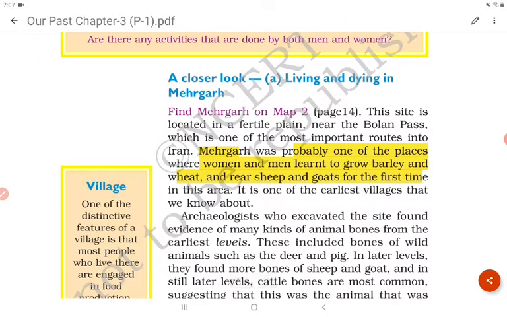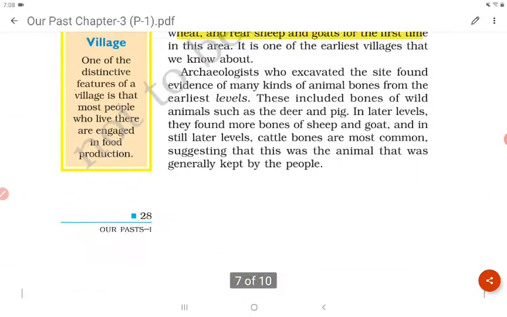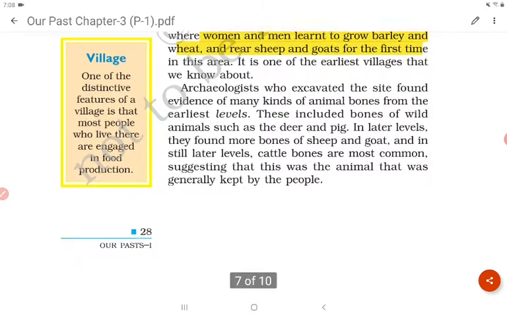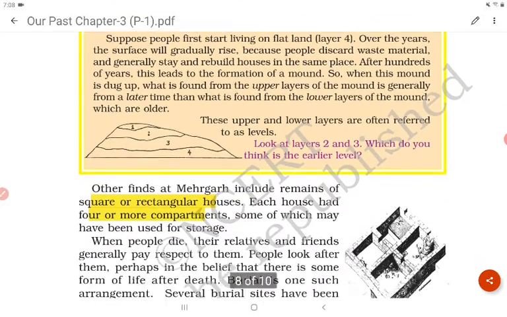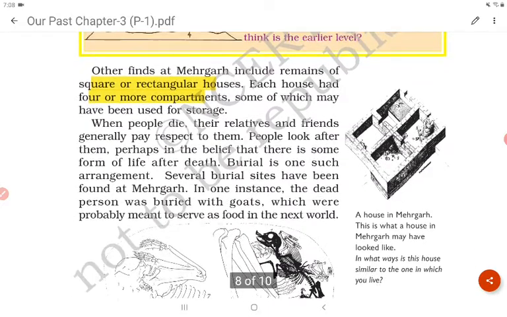Mehrgarh was probably one of the places where women and men learned to grow barley and wheat and rear sheep and goats for the first time. So Mehrgarh would be in present-day Pakistan. Other finds at Mehrgarh include remains of square or rectangular houses. Each house had 4 or more compartments, some of which may have been used for storage.